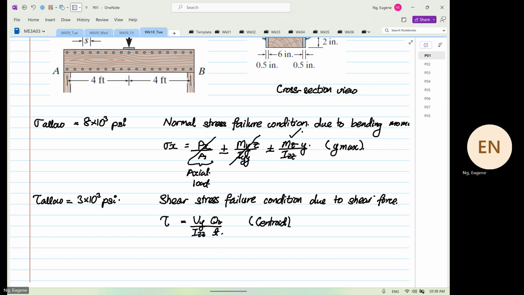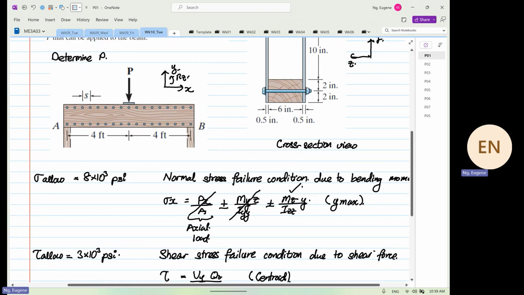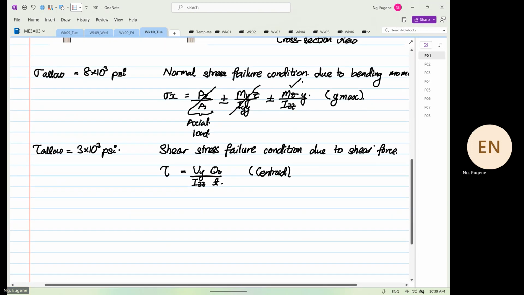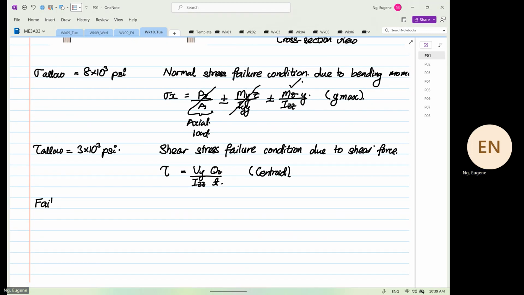So none of this seriously addresses the joint yet. Yes or no? None of this addresses the joint yet. So what we are given is that failure. The next one we're going to look at is failure due to the joint.